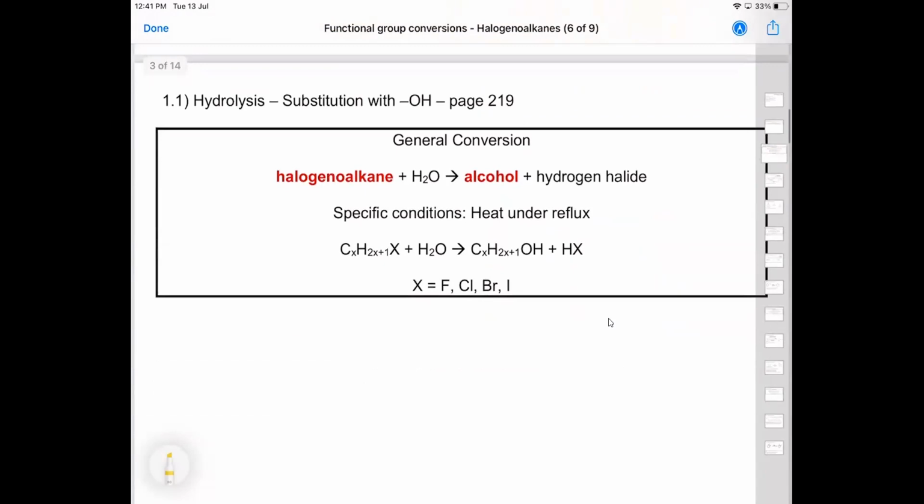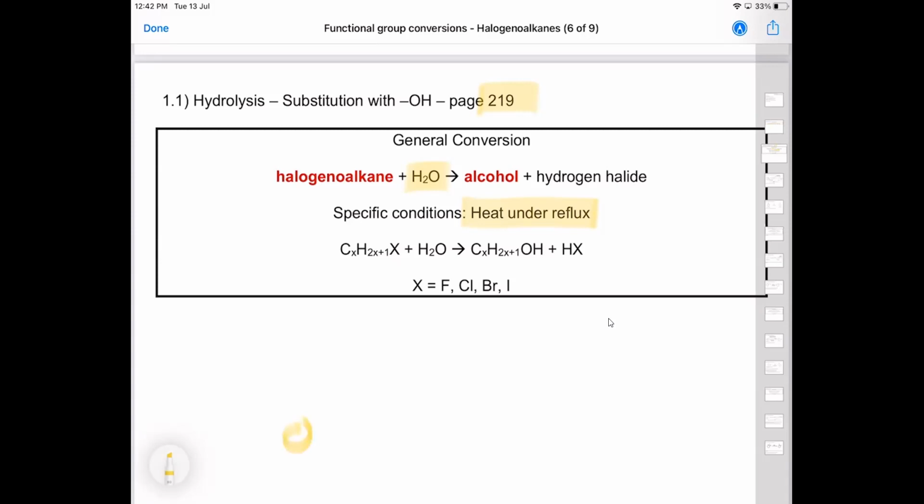Cool. So if you do substitution with water, you need specific conditions, heat and reflux. If you look in the textbook on page 219, they'll explain to you what reflux is. There's a very nice picture in the textbook on page 219. It's an apparatus that we have in the classroom. You've seen it before. It looks like the distillation apparatus. The only difference is you turn it upright instead of sideways.